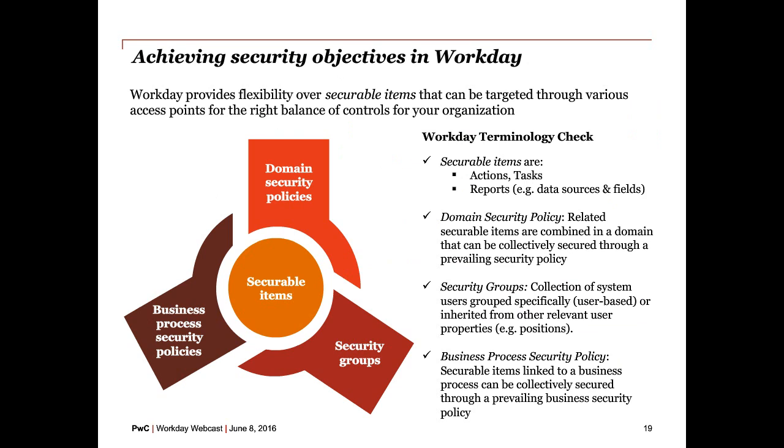Great, thanks, Jamie. So to just quickly level set on some of the components of security, we'll start off talking about securable items, which are really the most granular element that can be secured within Workday. Securable items are things such as actions or tasks or reports element, data sources and fields that can be secured through one of the 3 ways that we have on this slide. You could achieve that through domain security policies or through security groups or through business process security policies.